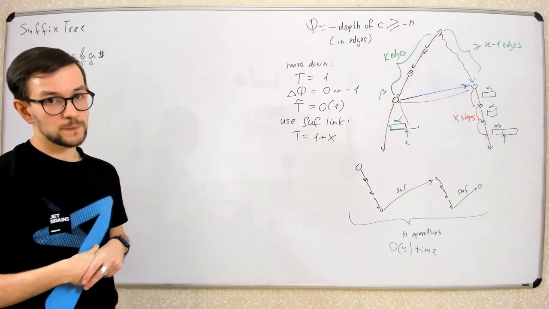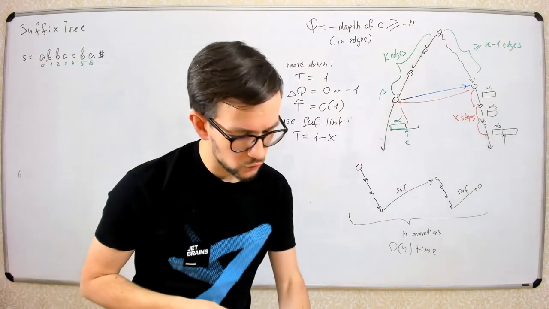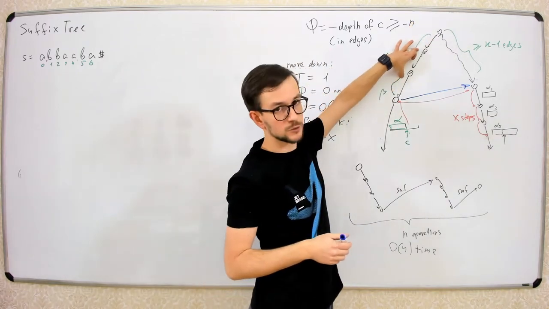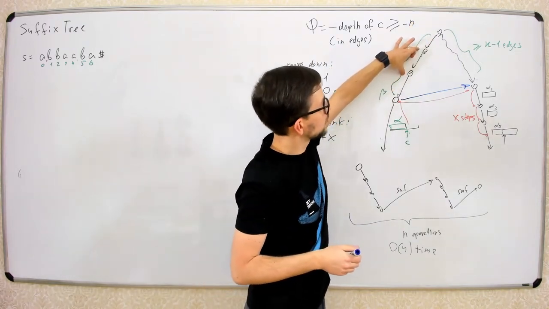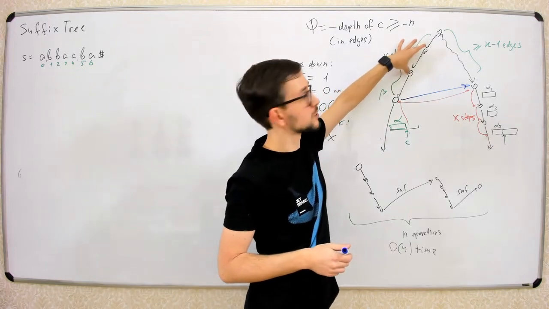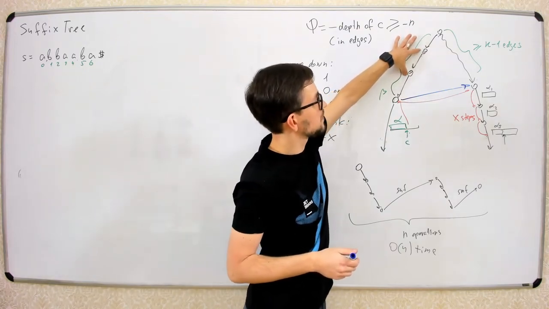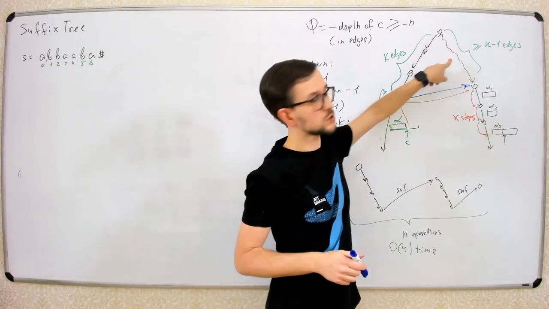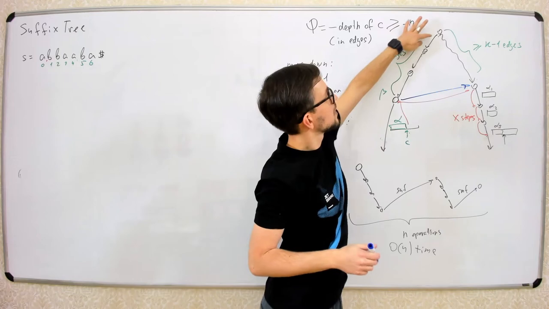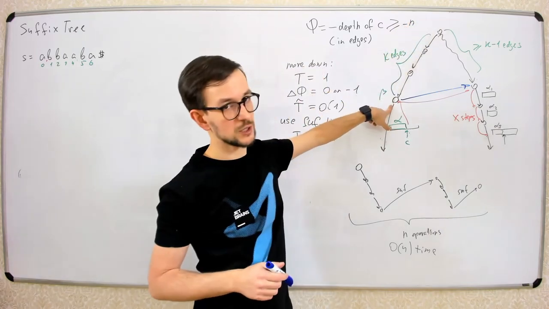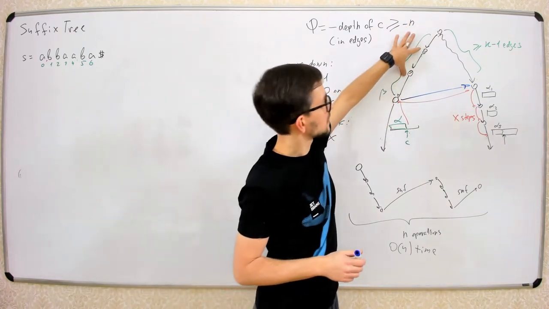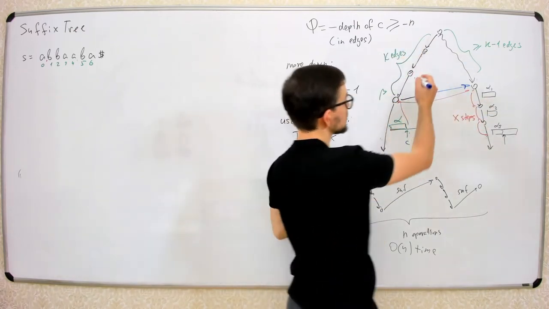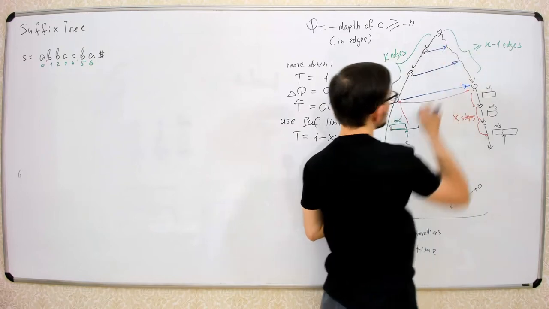That's what we need to prove. It's actually quite easy to prove. So let's look at this path. In this path, we have these middle nodes. Let's look at what happens when we take a suffix link from this middle node. The suffix link of this middle node will go to some nodes in this path. These nodes are some prefixes of this string, so their suffix links must go to some prefixes of this string. So the suffix link from all these nodes must go somewhere here.